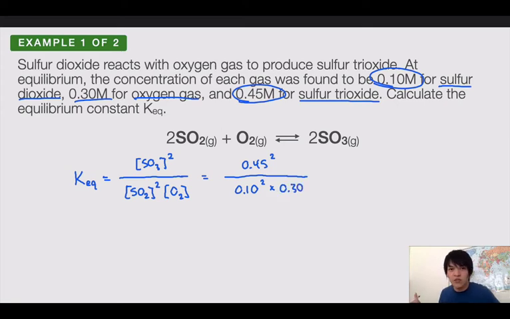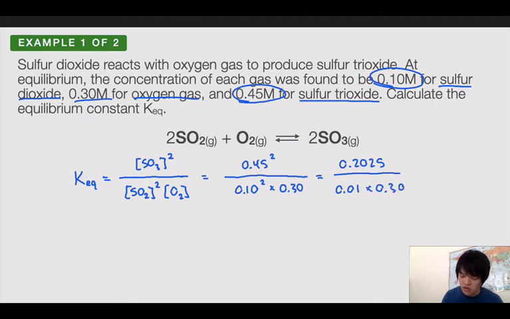Okay, and then you basically type this in a calculator. I'm going to kind of simplify this down on the calculator. We should get on the top, 0.45 squared is going to be about 0.2025. And on the bottom, 0.10 squared is going to be exactly 0.01. And then there's the 0.30. And now you type all of this in a calculator.